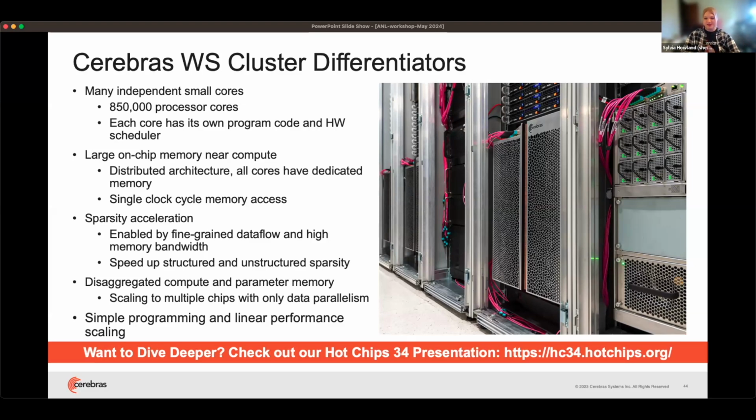There's also a link here from 2022, our Hot Chips 34 presentation, where one of our co-founders does a whole deep dive into the hardware and the co-design of all the elements of the CS2. I highly recommend checking it out if you have time. Gets into much more detail than we were able to get into here.